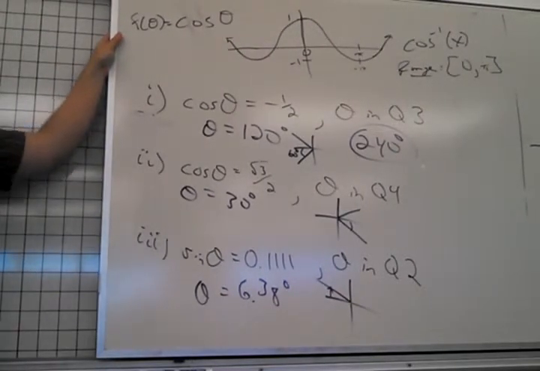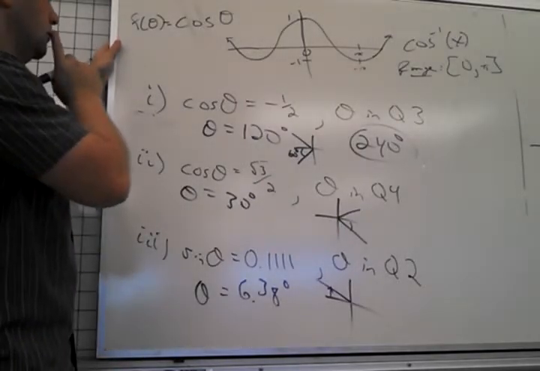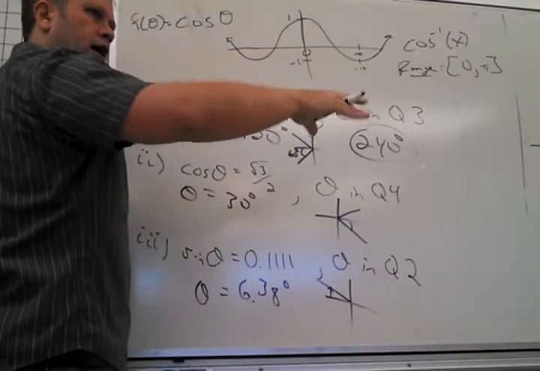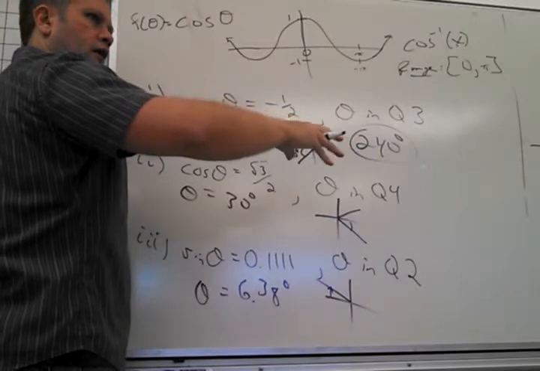How'd you get the 120? Because cosine of negative 1 half is negative 60. No, the reference angle. Where'd you get the 120? If you do the inverse cosine of negative 1/2 in your calculator, oh, yeah.